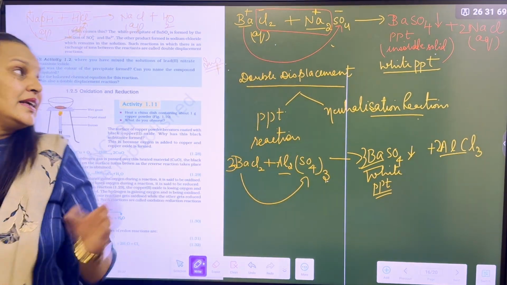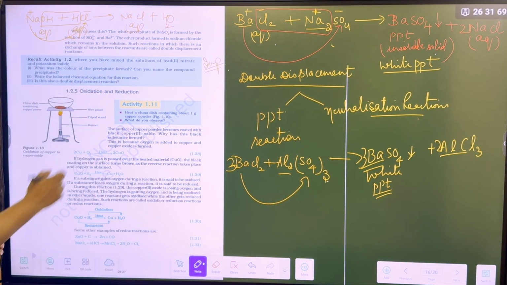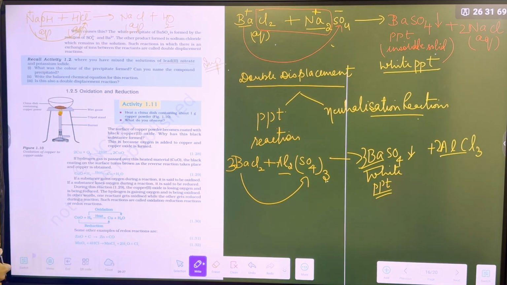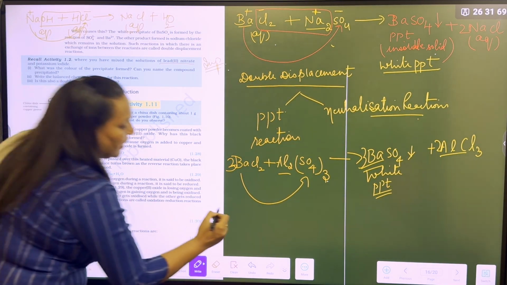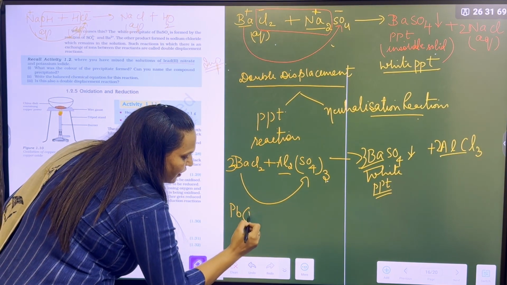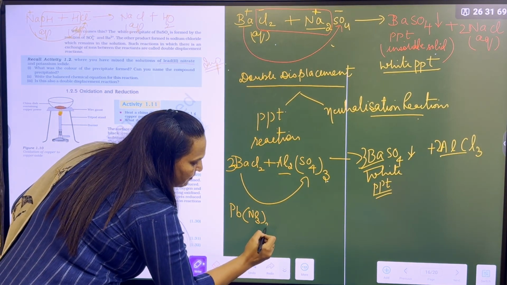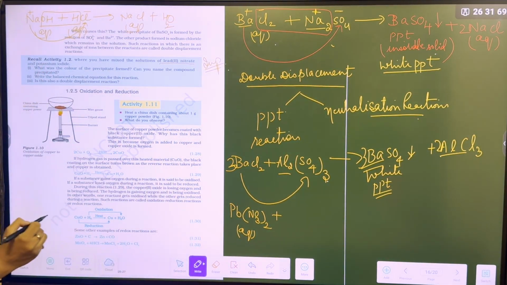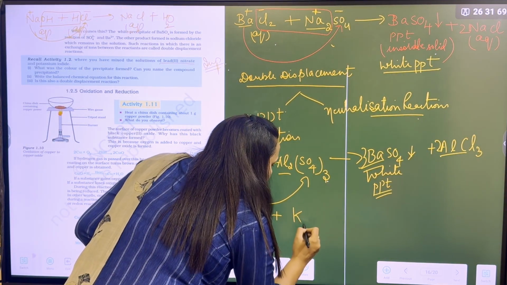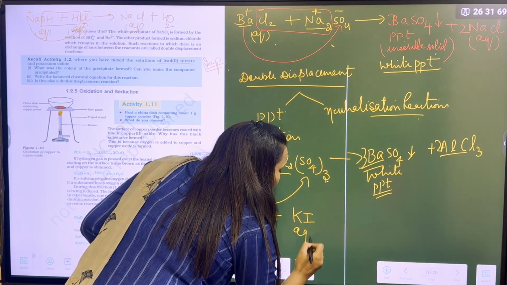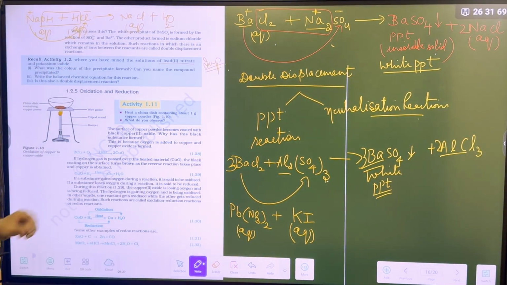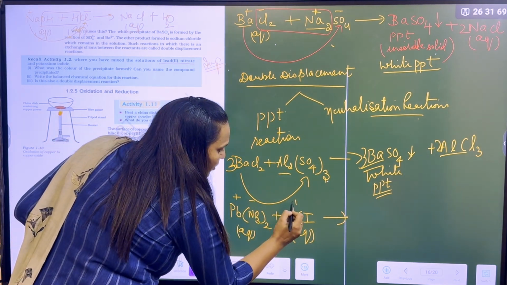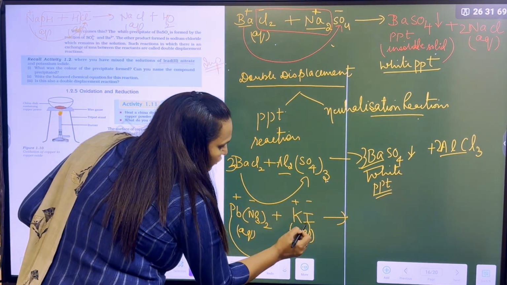Now, can we do this activity? Please, let's do it together. You have mixed a solution of lead nitrate. Anybody, formula of lead nitrate? Pb(NO3)2, right? Plus, what is the aqueous solution? Potassium iodide. Please note down, you can write in your NCERT itself. What does it form? This positive, this negative, this positive, this negative.